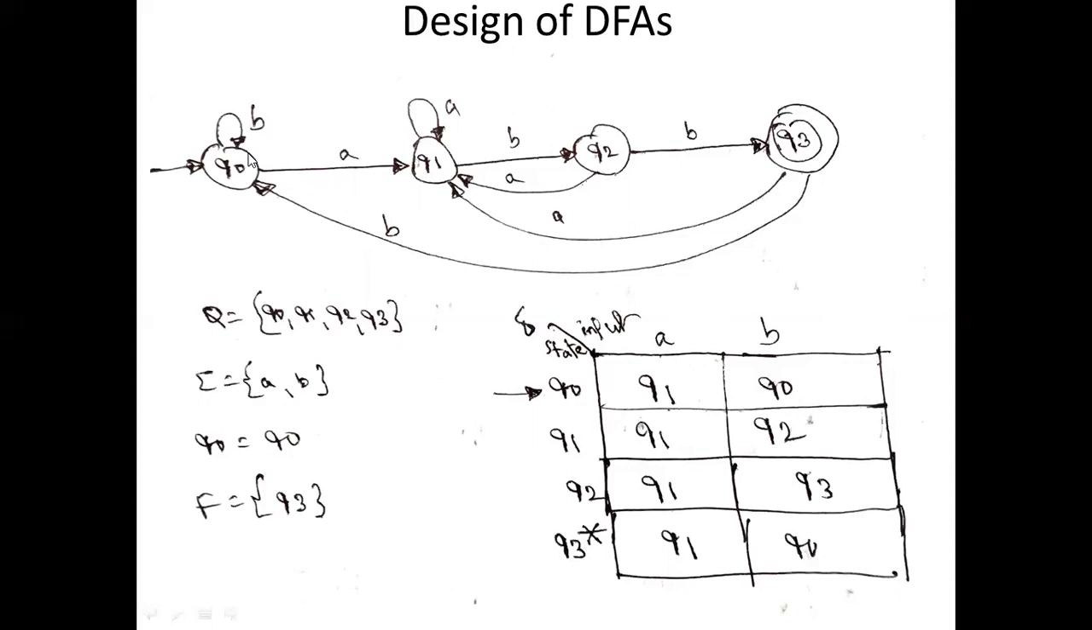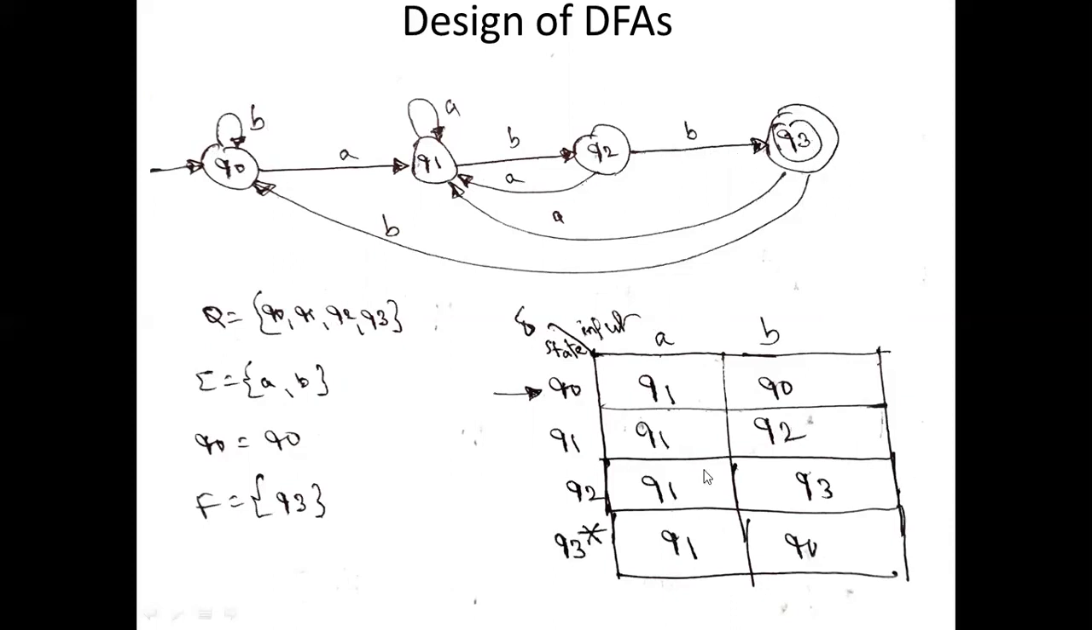So in this fashion, we can construct a DFA for languages containing strings ending with any substring. Very simple. Then after constructing the transition diagram, simply write the 5 tuples: Q, sigma, delta, Q0, F. Delta means transition table. Q is Q0, Q1, Q2, Q3. Sigma is the input symbols A, B. Q0 is the initial state. F is the set of final states or acceptance states, Q3.